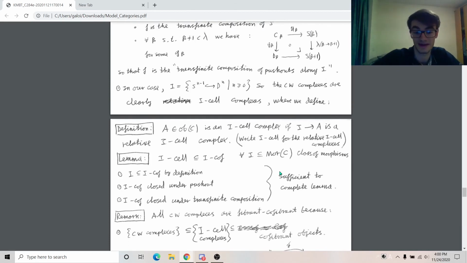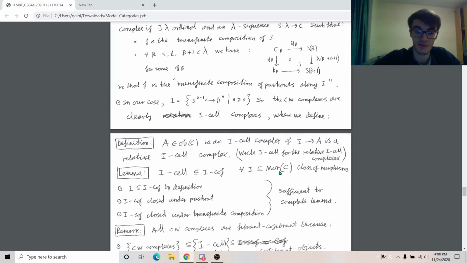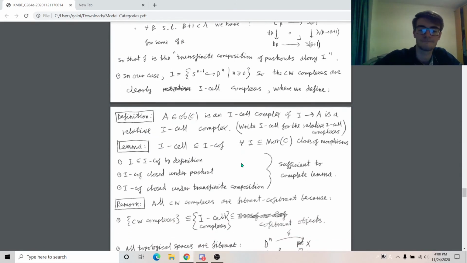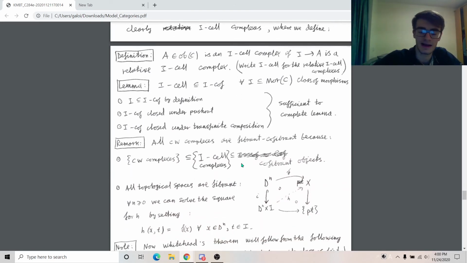Right, so all CW complexes are I-cofibrations. Now remember, the I-cofibrations were defined to be the cofibrations. Right? And I claim, and I'll tell you later why, that all topological spaces are fibrant. But for CW complexes, we just showed they're I-cell complexes, and we showed by this lemma that I-cell complexes are cofibrant, because all relative I-cell complexes are cofibrations.